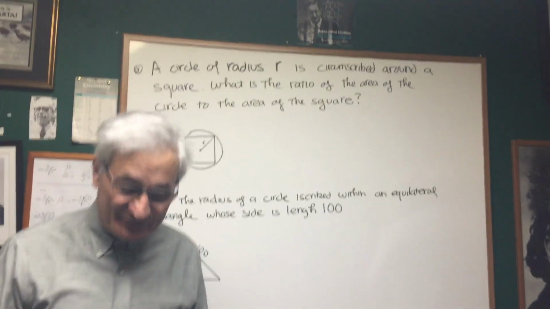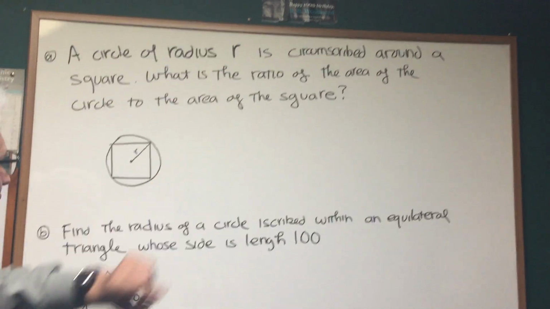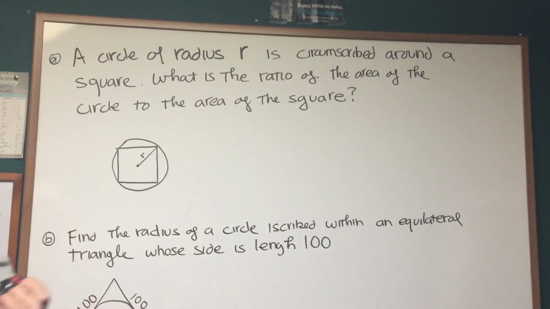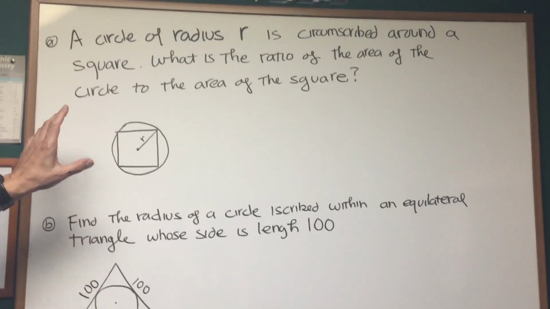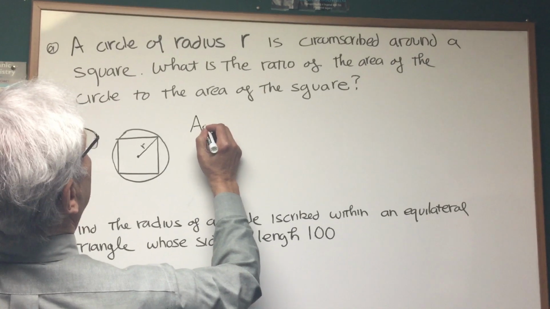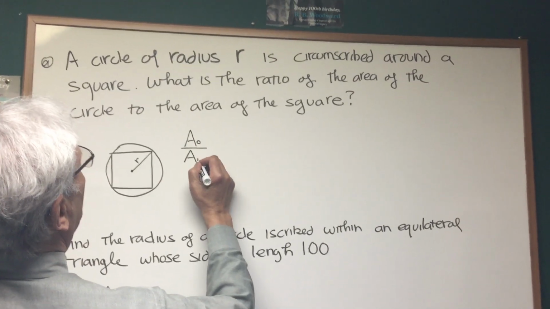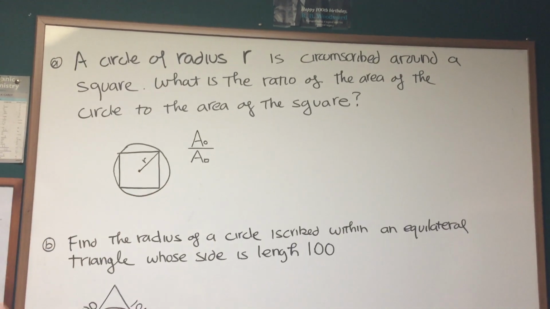We're going to do two problems on circles, actually. Let's read the first together. A circle of radius r, here's the picture, is circumscribed around a square. What is the ratio of the area of the circle to the area of the square? So we want the area of the circle over the area of the square. We're looking for that ratio. That's going to be the structure of our problem.